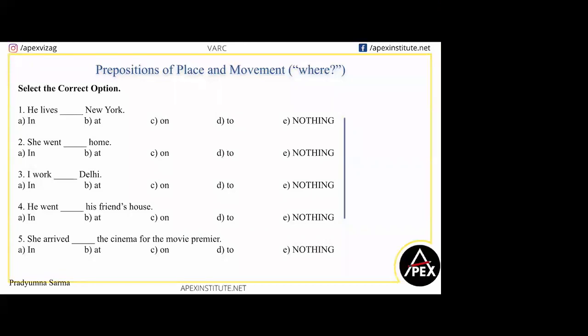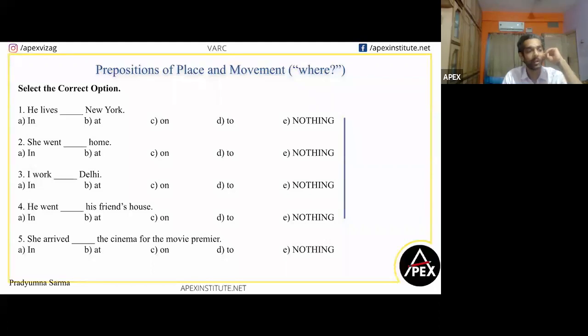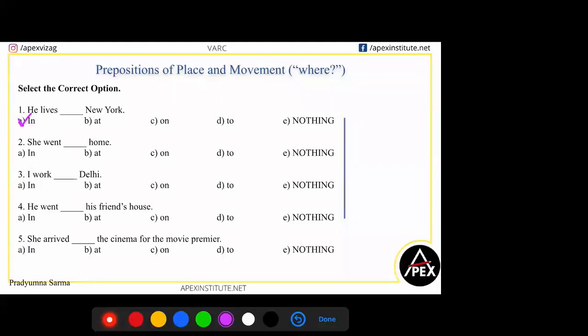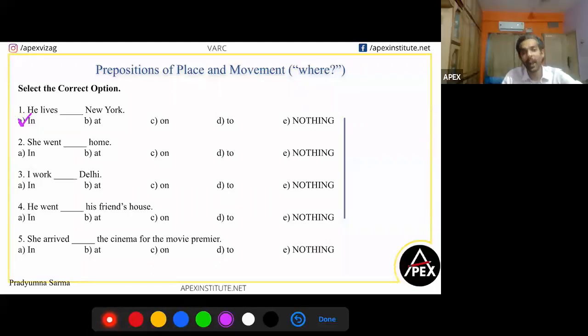Right. Okay. So let's start. He lives dash New York. Obviously in New York. Right. She went dash to home. Obviously nothing. Right. We'll not use to home. She won't go to home. It is nothing. So she went home.